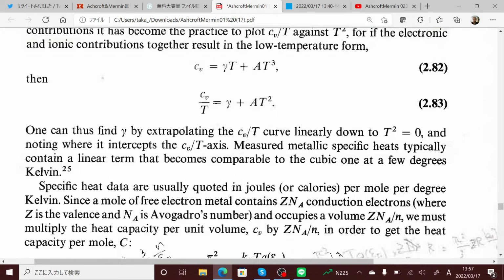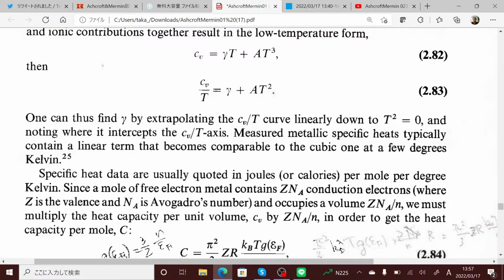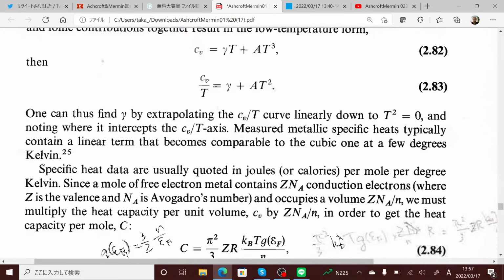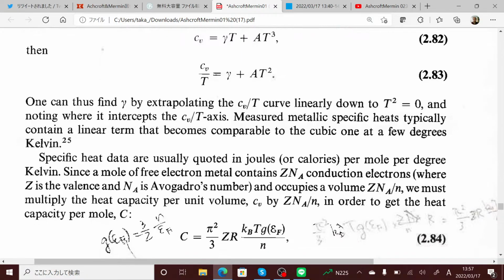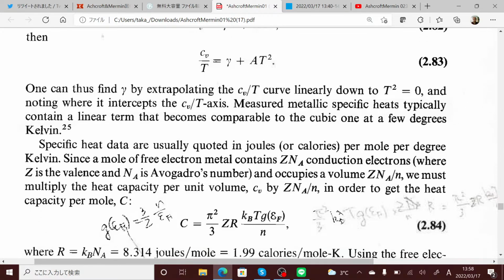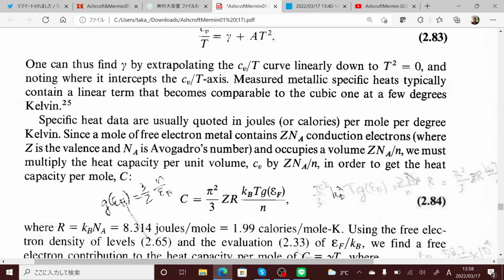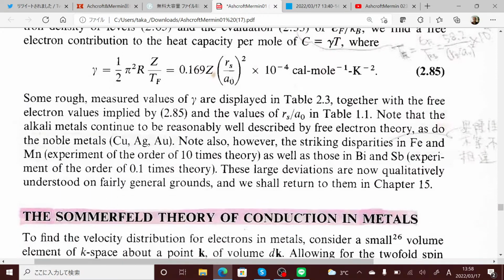Noting where it intercepts the Cv over T axis, measured metallic specific heats typically contain a linear term that becomes comparable to the cubic one at a few degrees Kelvin.